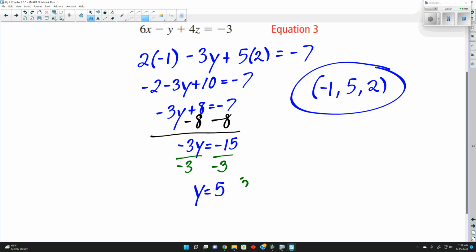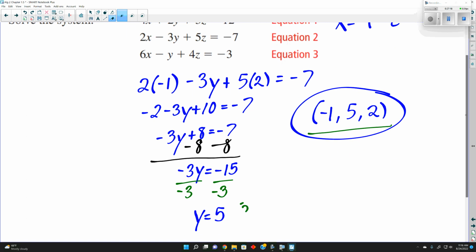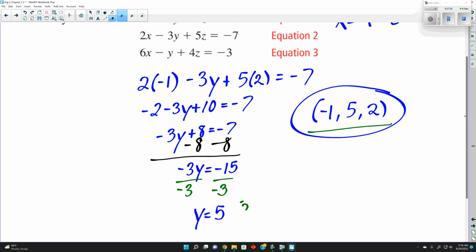Questions on this here? Now, if we plug these back into any one of these equations, we plug these 3 points in, we would get a true statement. It would be indeed true. I'm assuming y'all have all finished solving this one here.